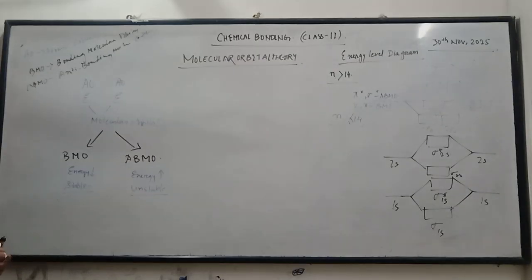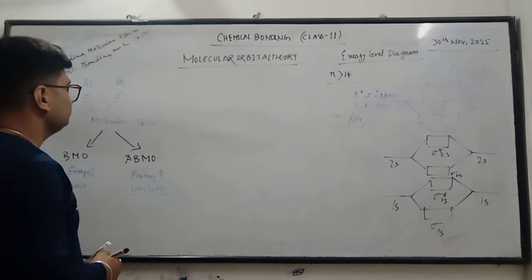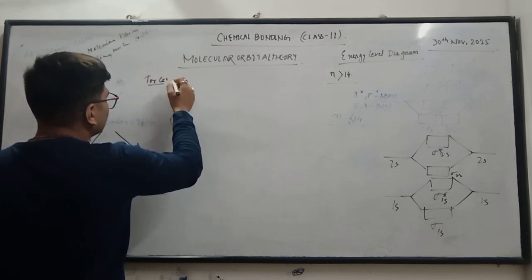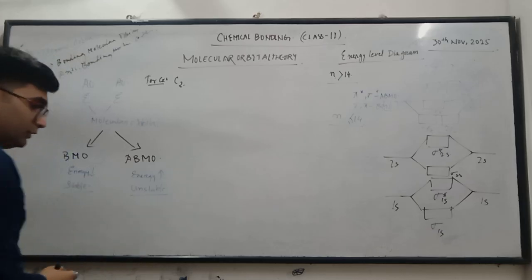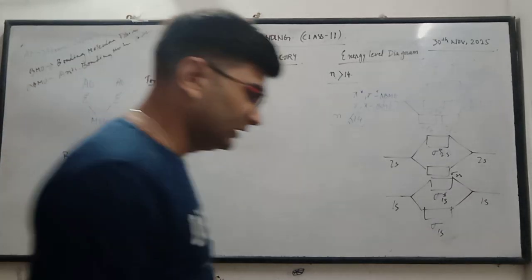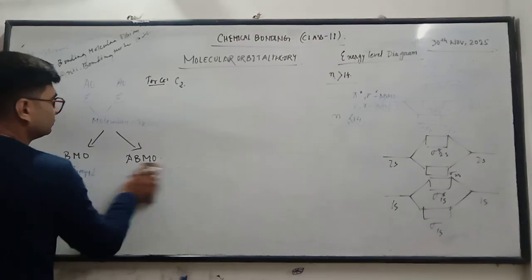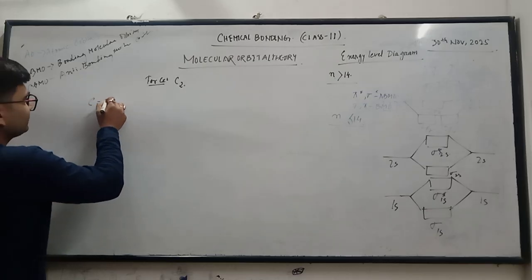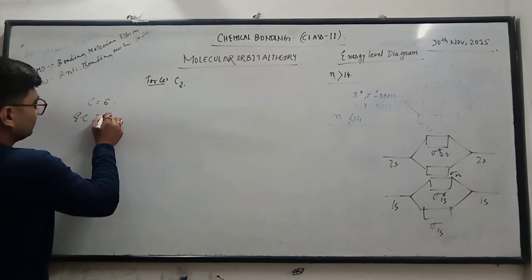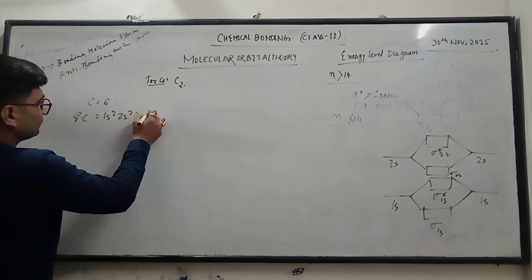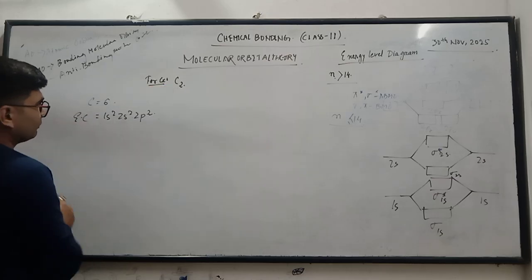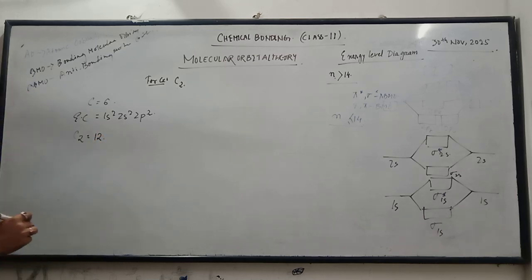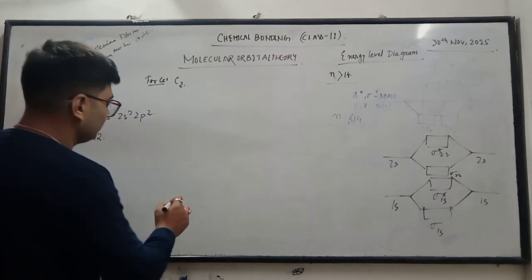Now, for better explanation, let us do an example for C2. We know that the carbon atomic number is 6, so its electronic configuration is 1s2, 2s2, 2p2. This is for one carbon, but when we are talking about two carbons, the total is 12. So how are we going to represent it?